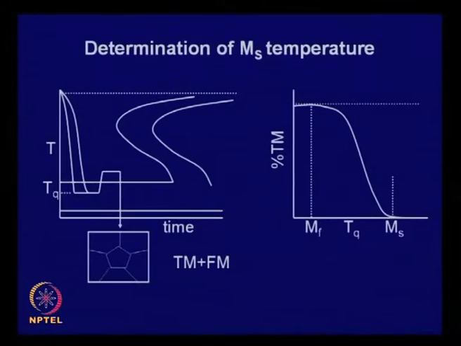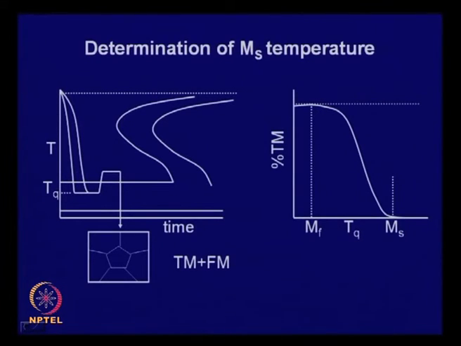And here, a quick look at the determination of MS temperature. One way you can do it is to take a sample, quench it below MS, then quickly raise the temperature and then quench it, and then look at the microstructure. So, martensite which forms here gets tempered over here, and this tempered martensite, when you develop the microstructure, will appear dark. Looking at that microstructure you will be able to find out the amount of tempered martensite and fresh martensite, and if you plot percentage of tempered martensite you get this type of plot.